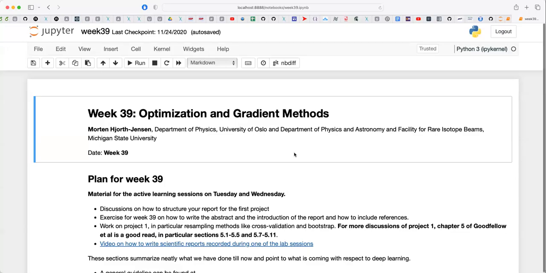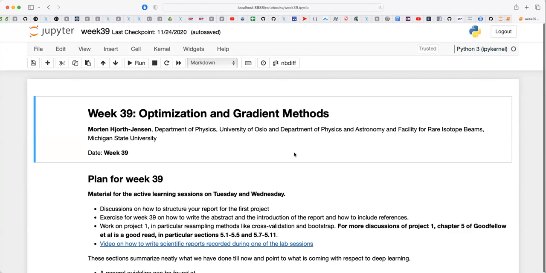Welcome back, everybody. Before we begin, I just wanted to give you a bird's-eye view of what we will be doing today. As we've seen during the lab sessions, we are getting close to the deadline. One of the things we wanted to do this week was to try to write an introduction, an abstract, and set up the list of references for the report.